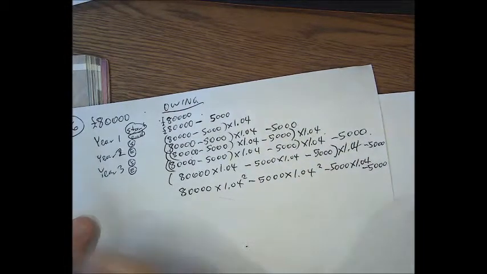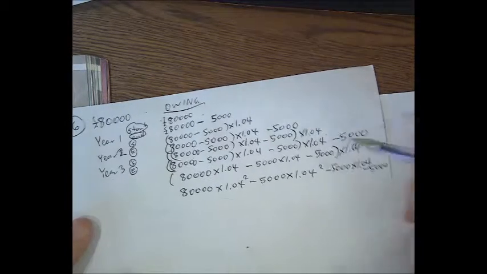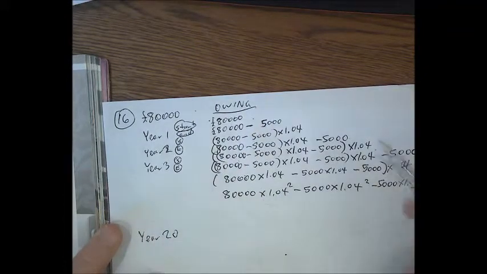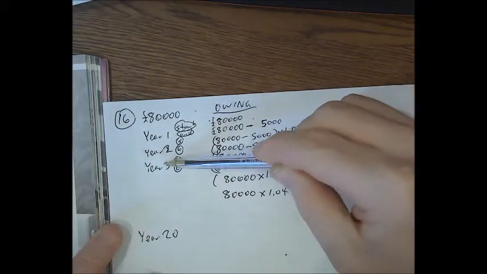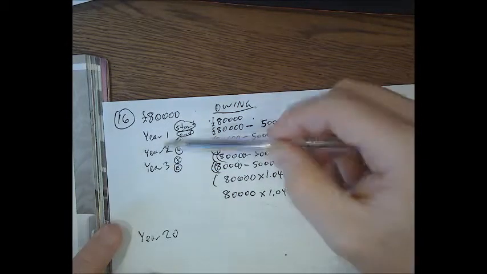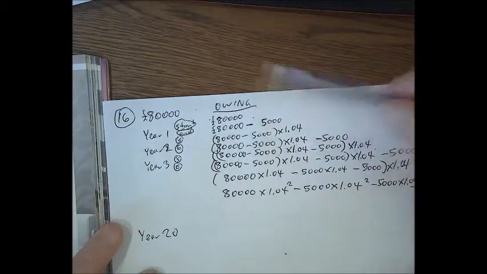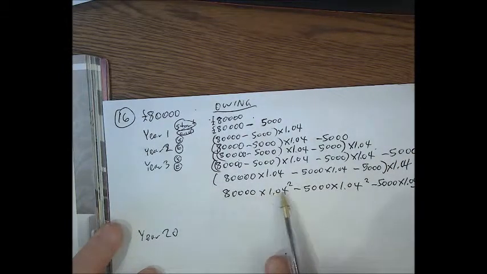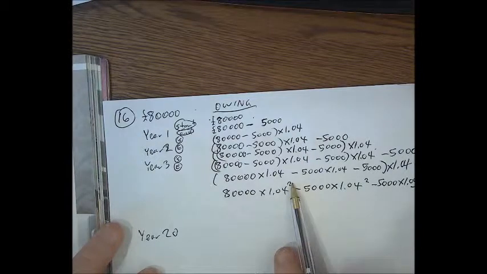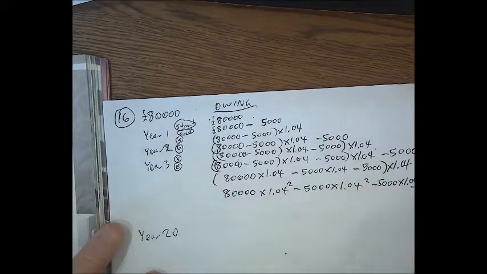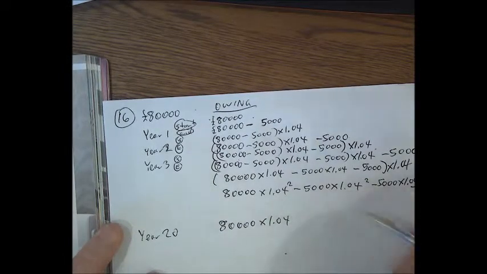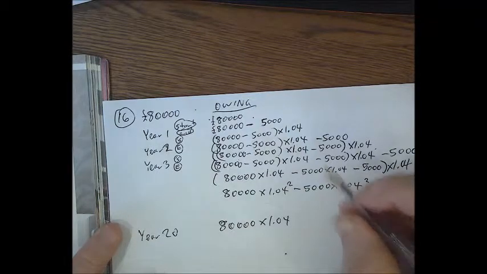Now, this looks like a mixture of two things. So let's say in year 20, looking at this pattern, that's a 3 and this is a 2. When that was a 2, well, I haven't expanded the other ones, but I'm pretty sure I can guess that the 80,000 is boosted by one fewer 1.04s than the year in which I'm tracking it. So in year 20, it'll be 80,000 times 1.04 to the power of 19.